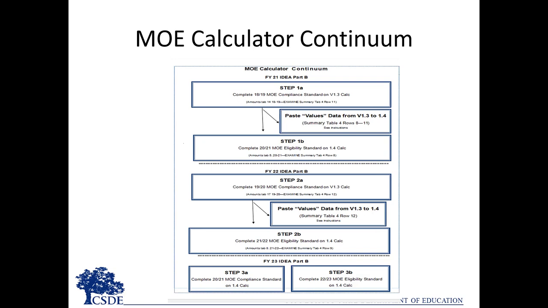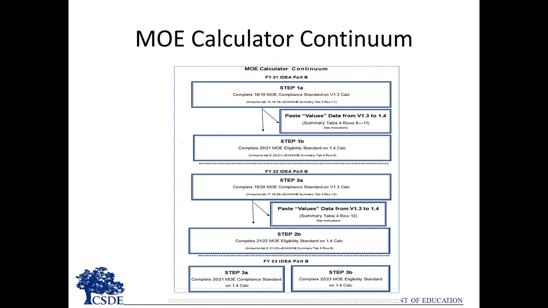This is a flowchart that shows you, in relationship to FY21 IDEA Part B, that we're going to be needing this in relationship to the MOE calculator. We're completing the 18-19 MOE compliance standard in version 1.3, and then we're going to paste data that's already been completed for compliance into the 1.4 for measurement compared to the eligibility standard. In 1B, you're completing 2021, and that's going to continue, the eligibility standard for 2021.